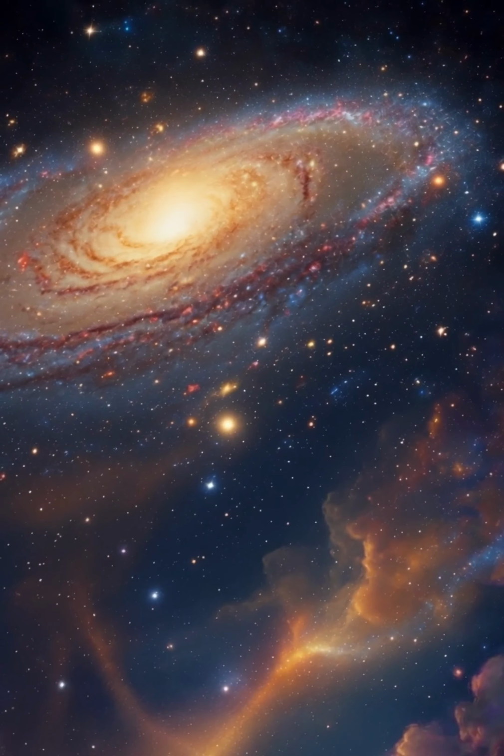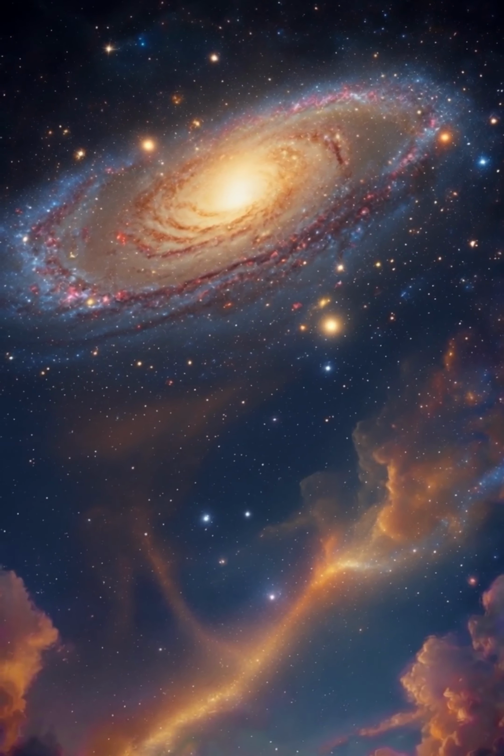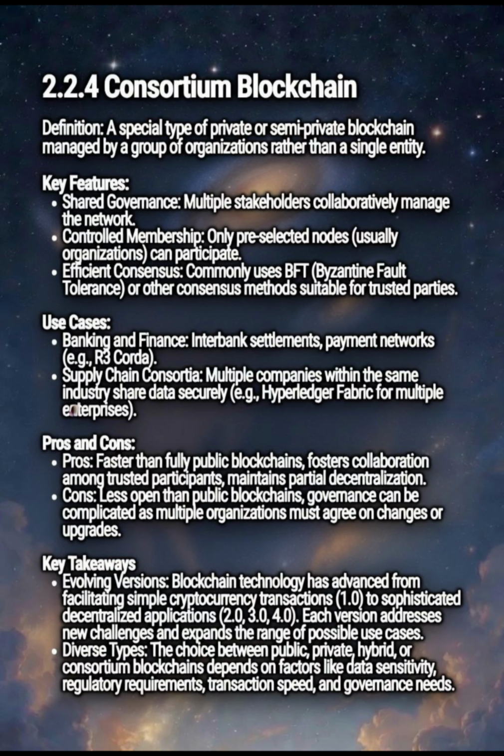Next type, consortium blockchain. Definition: a special type of private or semi-private blockchain managed by a group of organizations rather than a single entity. Key features: shared governance. Multiple stakeholders collaboratively manage the network. Controlled membership, only pre-selected nodes. Usually organizations can participate. Efficient consensus, commonly uses BFT, Byzantine fault tolerance, or other consensus methods suitable for trusted parties.